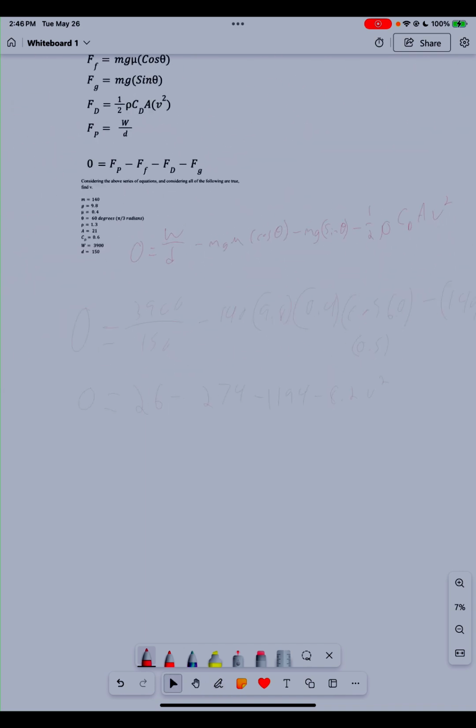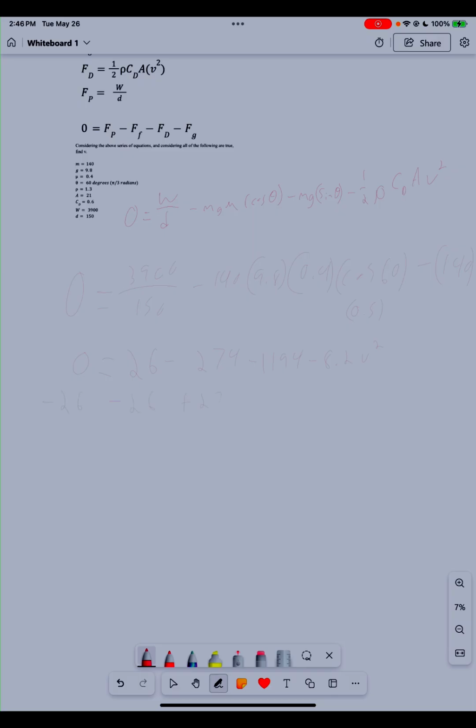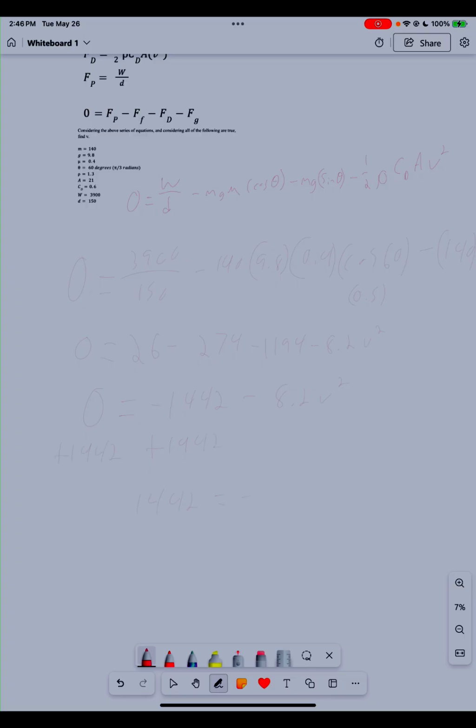Wait, now we're going to solve this equals 0. And minus 6 plus 24, actually let's do easier, right? So 20 minus 4 minus 1 minus 2. 0 equals negative 1,442 minus 8.2 times v squared. Okay, so solve for v: add 1442 to both sides. We get 1442 equals negative 8.2 v squared. Solve for v squared: divided by negative 8.2 is 175.9 equals v squared.